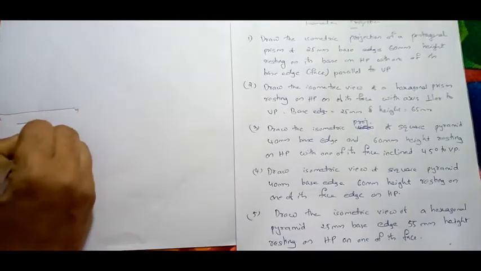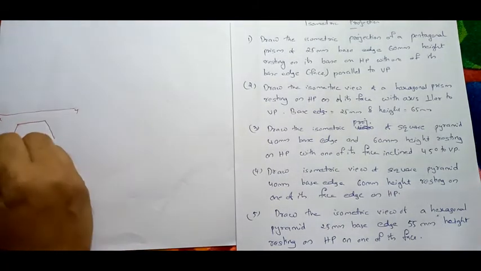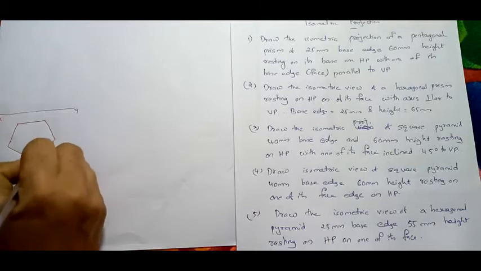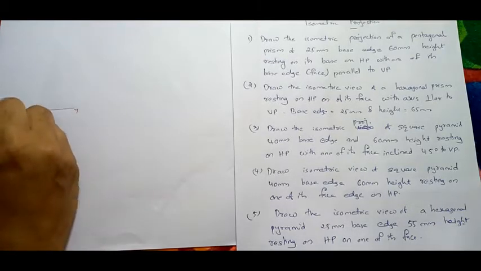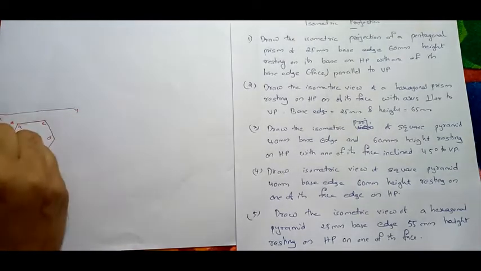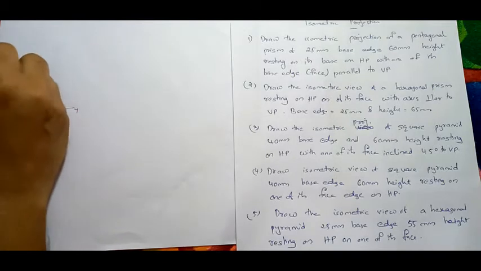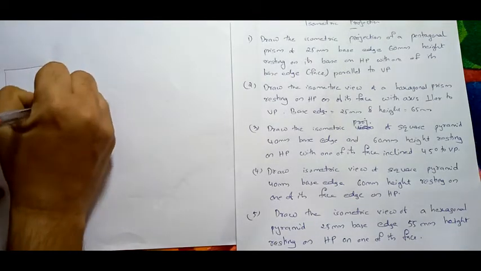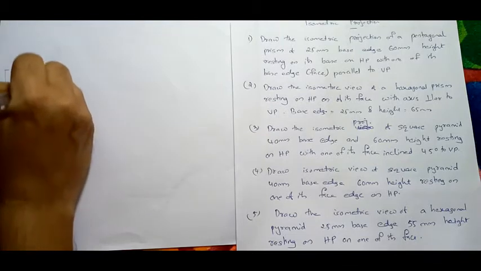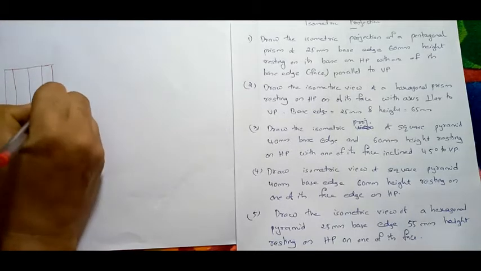So we will start like this. The pentagon top view with one edge parallel to the XY line. So we will start with a pentagon like this and name it A, B, C, D, E. Now you have to project upwards. Height is given, so this will give you your prism. So this will be B dash, A dash, C dash, E dash, D dash.